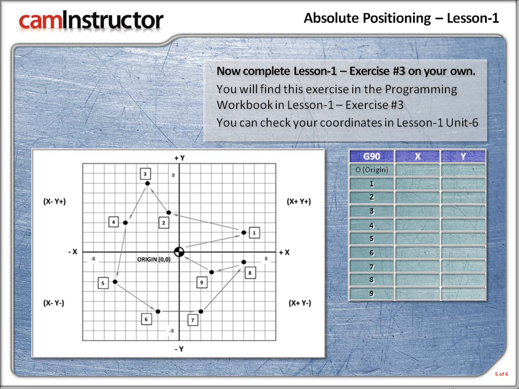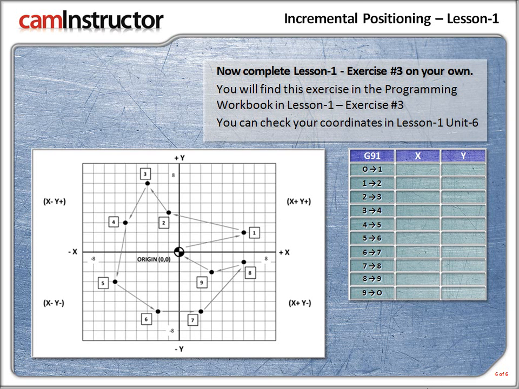Now moving on to another exercise that you can complete on your own. You'll find this exercise in the workbook in Lesson 1, Exercise 3. You can check your answers for the coordinates in the next video. For the first part of this exercise, you're working out the absolute coordinates for positions 1 through 9. Absolute coordinates are measured from the 0 position. The origin, x0, y0, is located at the center of the grid.